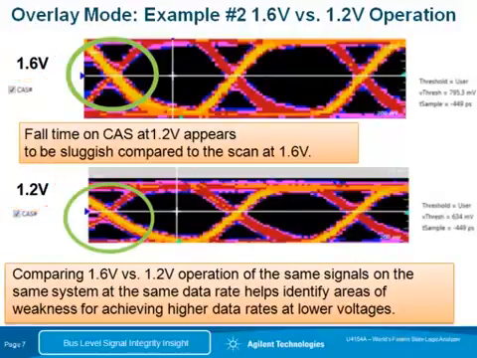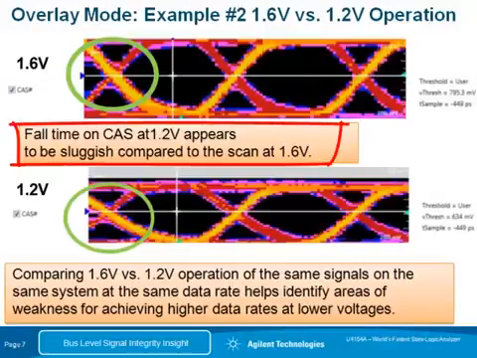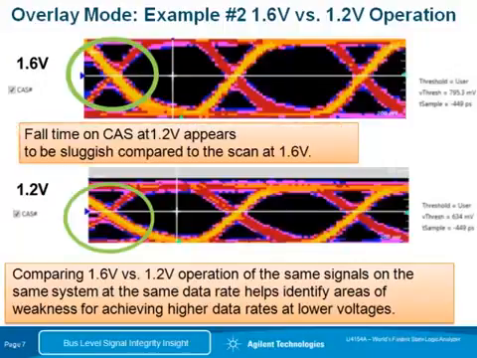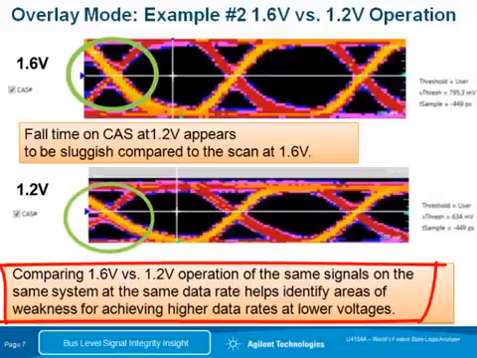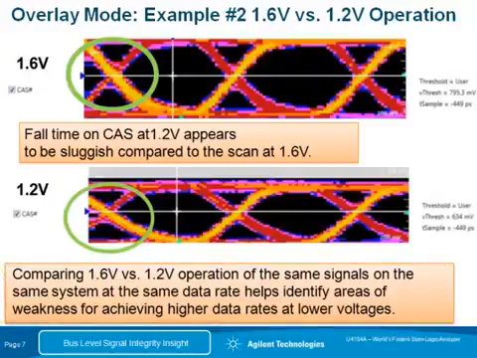This is a single signal example on the slide, but it is representative of what we saw across all address and command signals. And that is that we noticed the fall time at 1.2 volts on all address and command bits was sluggish compared to the fall time at 1.6 volts. This identifies an area of weakness that needs to be resolved for this system to be able to operate at higher data rates and lower voltages. Operating at higher data rates at lower voltages will help customers make products that sell better to their customers.